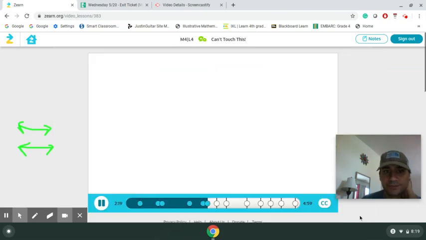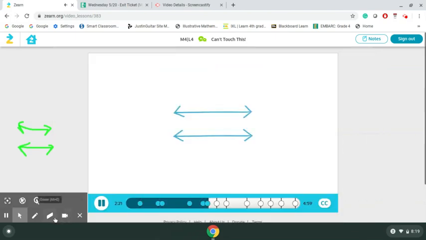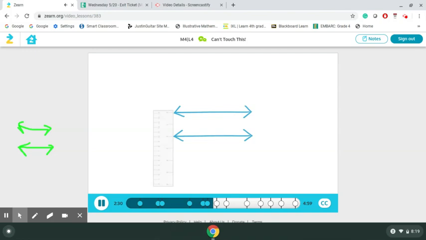Nice job. Lucas, what have you noticed about parallel lines? They are side by side and never touch. That's right. Sophie, anything else? They're always the same distance away from each other. Nice observations.